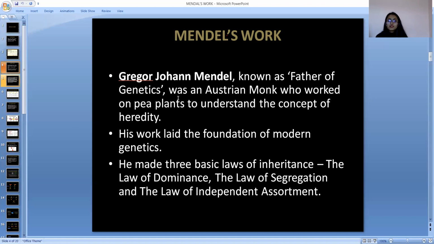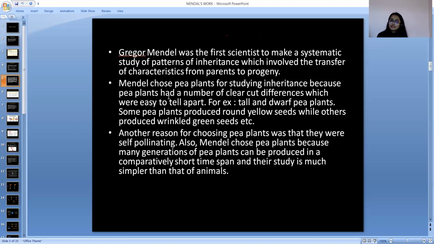So Gregor John Mendel was the first scientist to make a systematic study of the pattern of inheritance, which involved the transfer of characteristics from parent to progeny, heredity. Mendel chose the pea plant. Why did he choose the pea plant? For studying inheritance, because the pea plant had a number of clear-cut differences that were very easy to tell apart. Right?